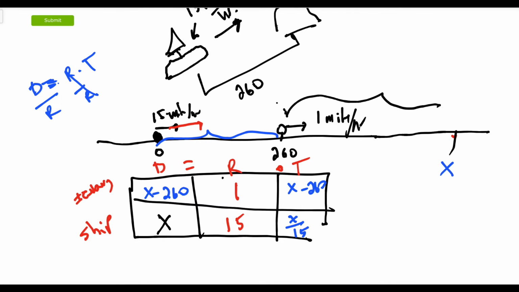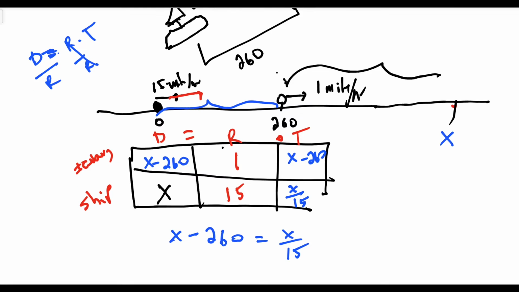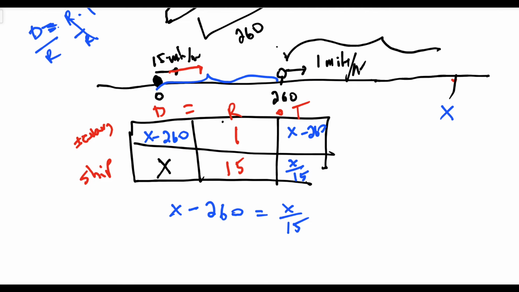Now, what's the thing that we know for sure is true? Are they both traveling the same distance? No, the distances are different. Are they traveling for the same amount of time? Yes, the same amount of time. So x minus 260 equals x over 15. If you set these equal to each other, you're going to find what x is, and then you can plug it back in to get your time, which is what they want. Don't just get excited about solving for x. I've done that many times.